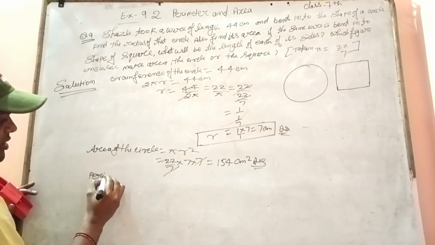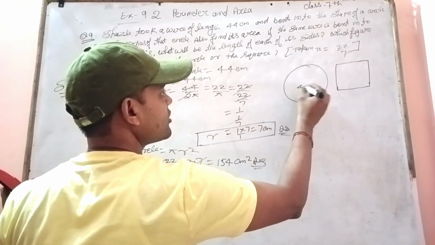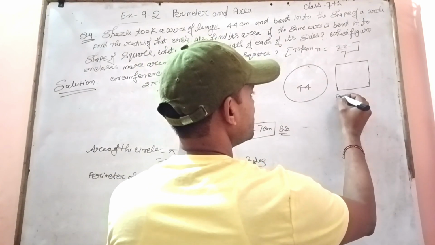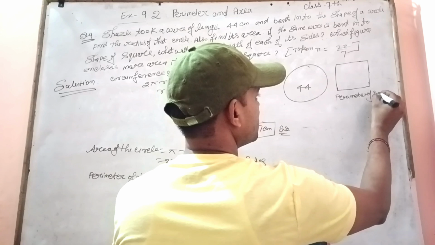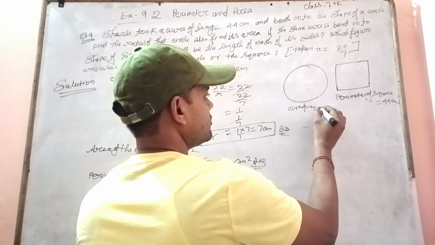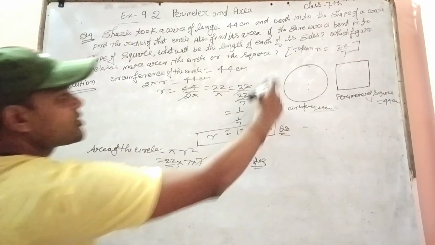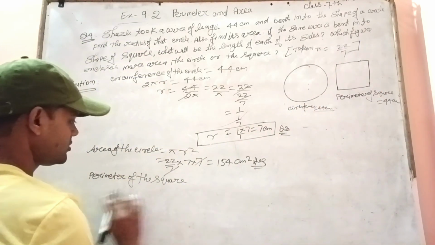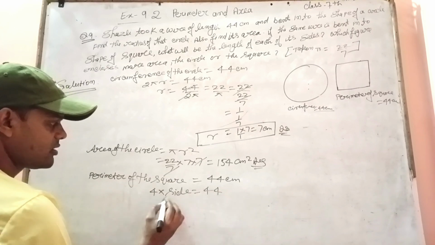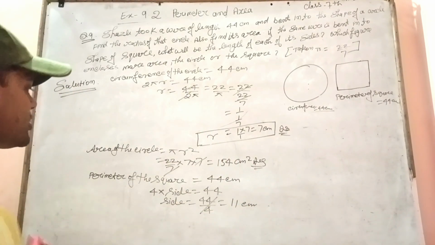And the same wire is bent into the shape of a square. So here, the perimeter of the square is equal to 44 centimeter, the same as the circumference of the circle. The perimeter of the square is equal to 4 into side, equal to 44, and side is equal to 44 by 4, equal to 11 centimeter. Side of the square is equal to 11 centimeter.